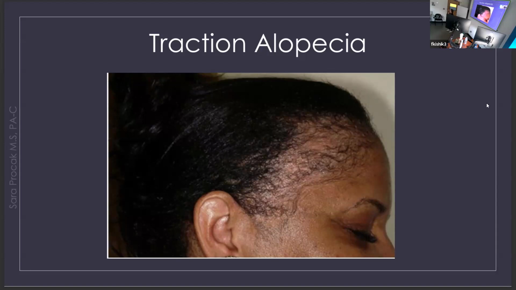All right. Anyway, so it depends on what they do. If it's only on one side that they're doing braids, they're only going to get hair loss on that one side.